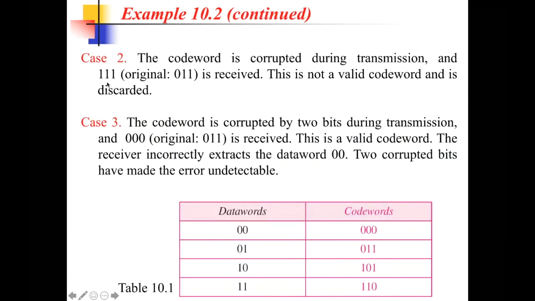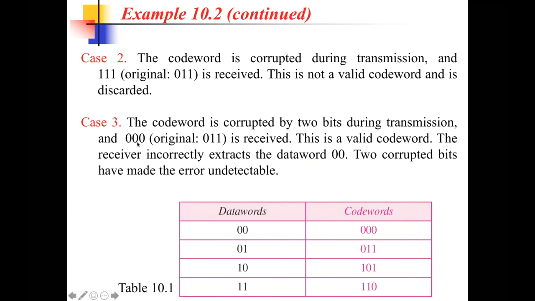For the second case, when there was one error, because you see here I sent you first bit 0, second and third bit 1 1, but you received 1 1 1. It means one of the bits was flipped, the first bit was flipped. So if there is an error of one bit, it was detected correctly.